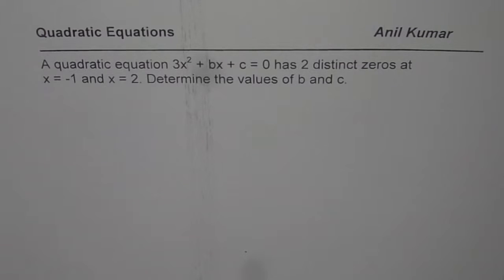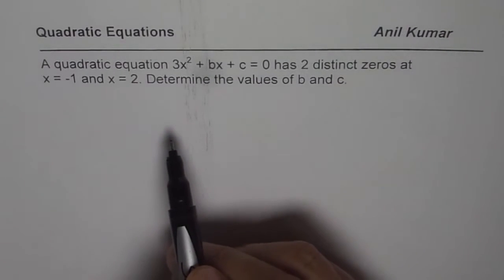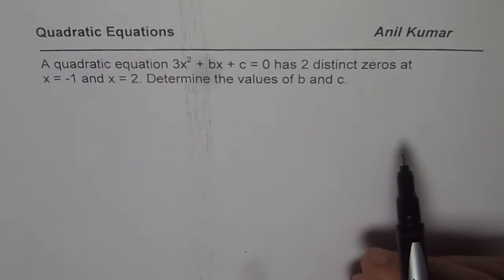The question here is: the quadratic equation 3x squared plus bx plus c equals 0 has two distinct zeros at x equals minus 1 and at x equals 2. Determine the values of b and c. So that is the question. You can pause the video and answer.